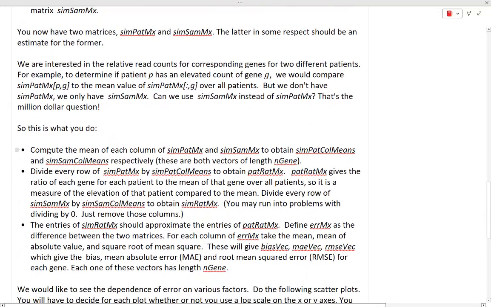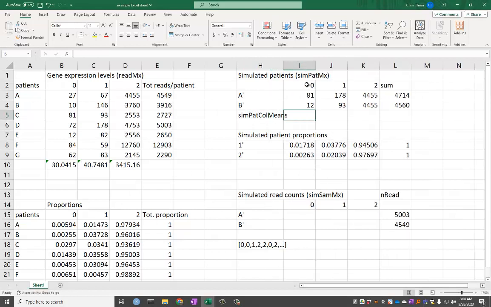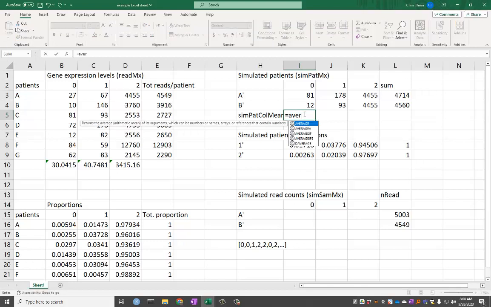So compute the means of each column of SimPatMix and the SimSam matrix. You're going to need those means. You'll get SimPat call means and SimSam call means respectively. So that will be down here. Here I would take the mean, this would be the SimPat call means, taking the column means of these columns here. In Excel, it's average, they don't have mean. So it would be average of this.